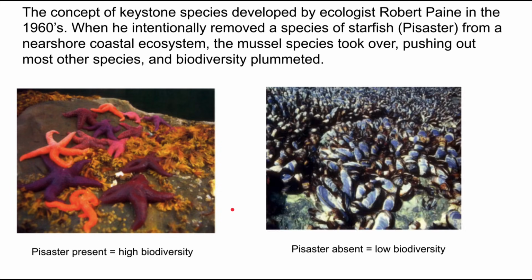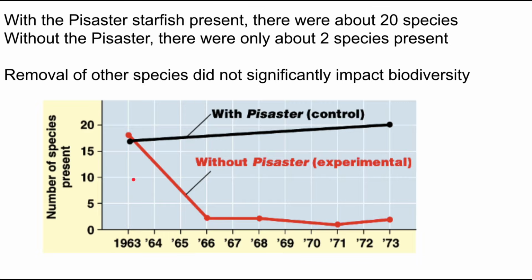But what happened when he took them away is it ended up looking like this, mussels. And don't get me wrong, I love eating mussels, okay? But the thing is, when you took them away, the mussels just took over and didn't leave room for anything else. And although there's a lot of this one particular species, the biodiversity is very low. So you completely change the ecosystem by removing one particular species. That's how you came up with this idea of these things are keystone to maintaining this particular ecosystem structure.